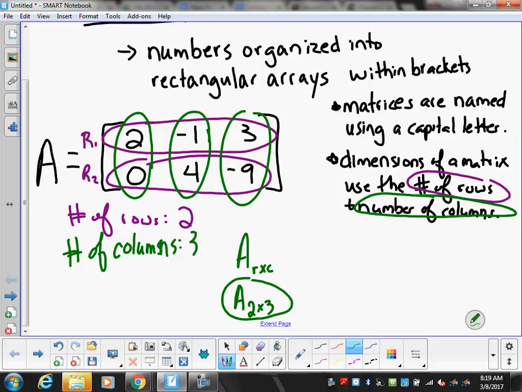Okay. So if it asks you to find the dimensions of a matrix, the 2 by 3 is what we're looking for. Make sure you put the rows first. So a 3 by 2 is not the same thing as a 2 by 3. All right. Questions on that? Here we go. Let's do another one.